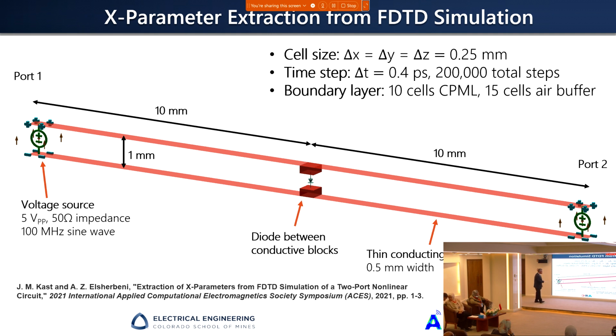The same thing here. We have a signal with 100 megahertz coming out of this voltage source. And this voltage source doesn't have any signal coming out of it, so it's basically acting as a terminating or a matching circuit at the very end.